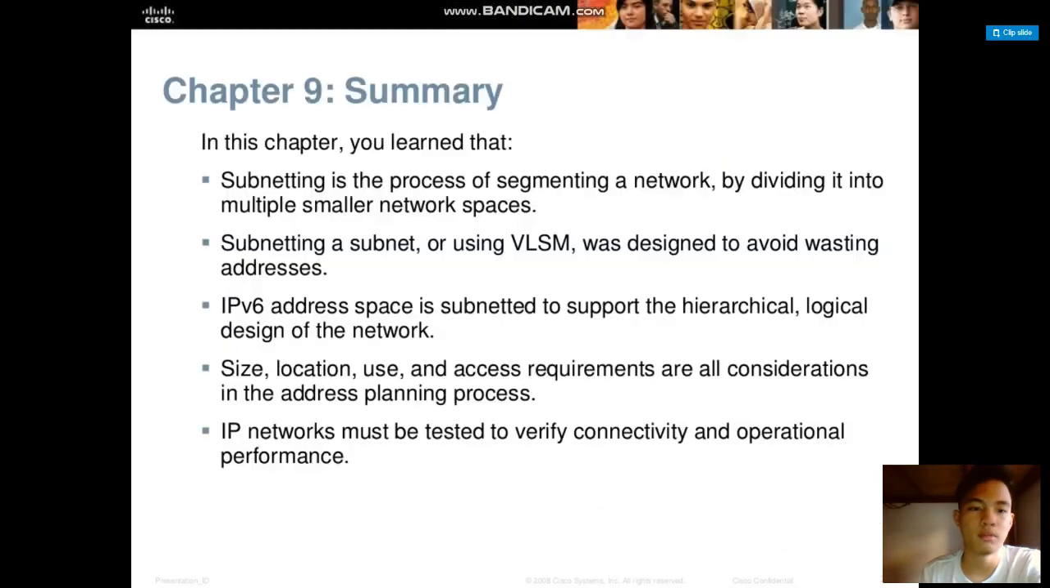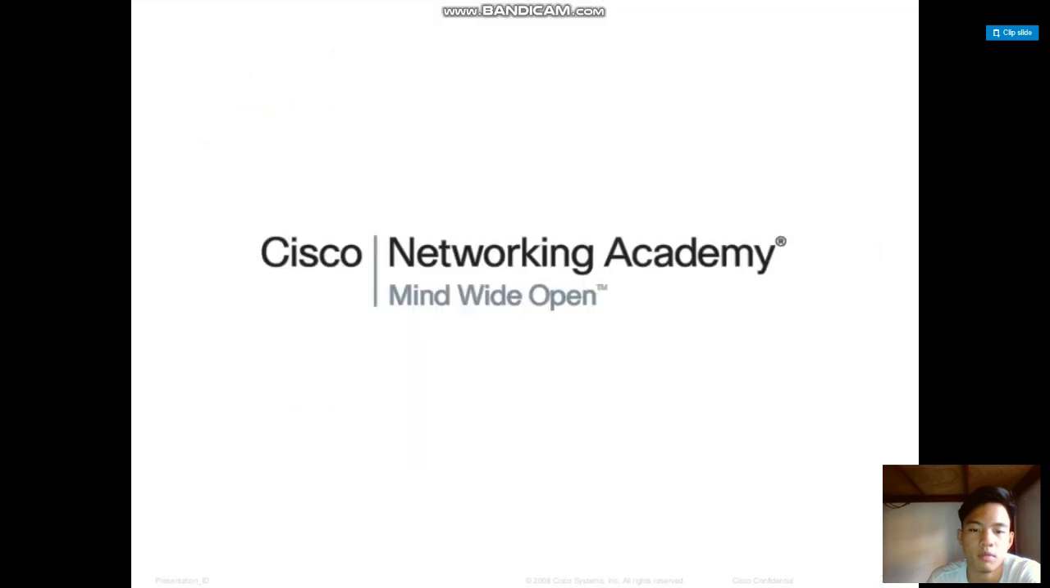So for the summary, in this chapter you learned that subnetting is the process of segmenting a network by dividing it into multiple smaller network spaces. Subnetting a subnet, or using VLSM, was designed to avoid wasting addresses. IPv6 address space is subnetted to support the hierarchical logical design of the network. Size, allocation, use, and access requirements are all considerations in the address planning process. IP networks must be tested to verify connectivity and operational performance.